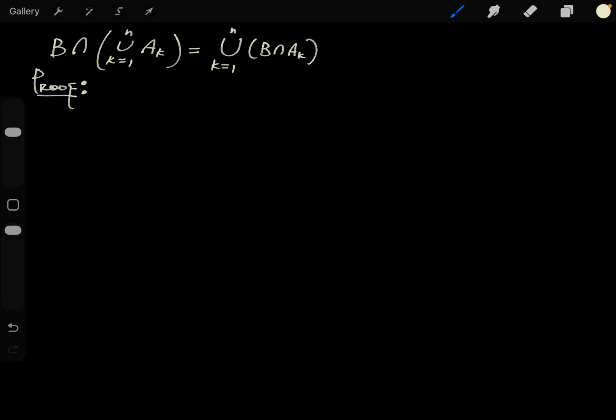Okay, so here we're going to prove this set equivalence, and I'm going to show this here. What we want to do is show that for any element in the left-hand side, it's in the right-hand side, and for any element in the right-hand side, it's going to be in the left-hand side.